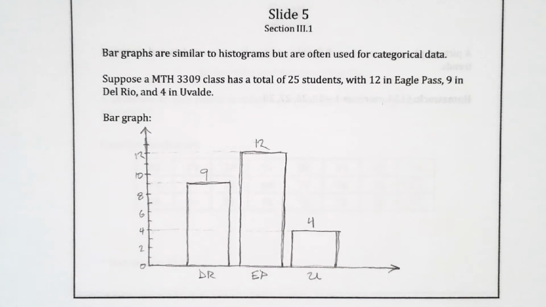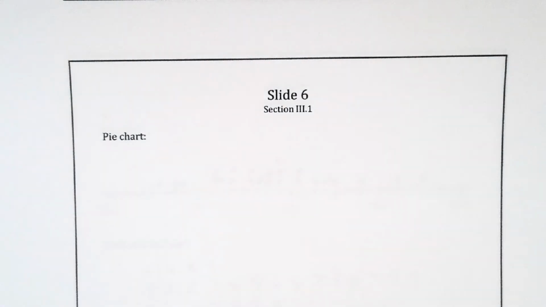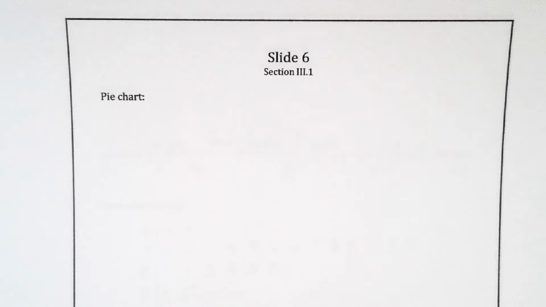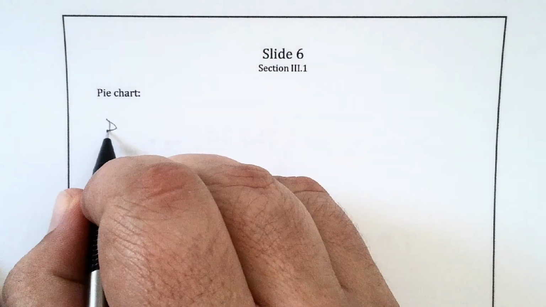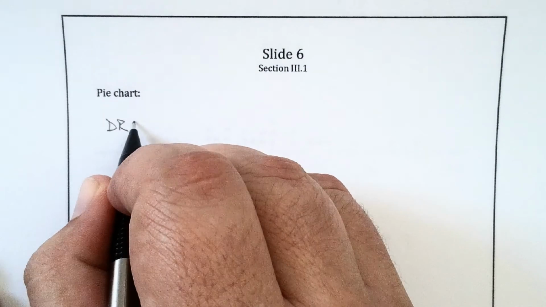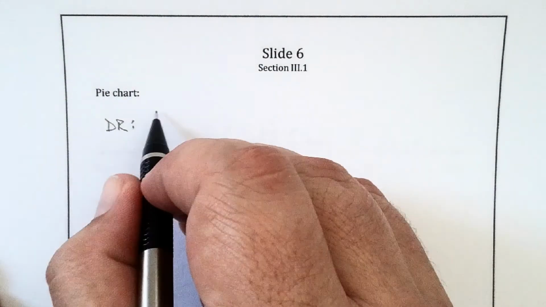Another way of representing categorical data is to draw a pie chart. Ordinarily, of course, you just use a computer for this, but it's good to do it by hand at least once or twice to make sure you really understand what role the geometry is playing. So we'll use the same data for the pie chart. We have Del Rio, which is 9 students, but it's 9 out of 25 total.